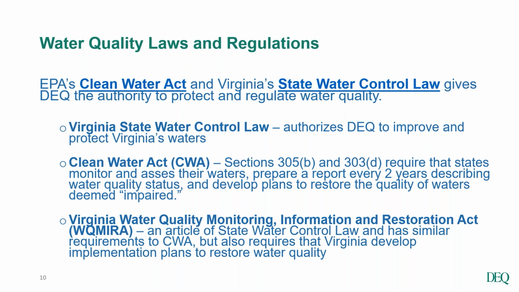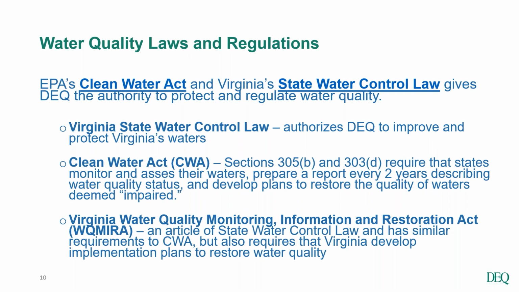Now we'll go into water quality laws and regulations. So here we go. DEQ is mandated with protecting water quality in Virginia, and this ties back to EPA's Clean Water Act, the Virginia State Water Control Law, as well as the Virginia Water Quality Monitoring, Informing, and Restoration Act. The State Water Control Law authorizes DEQ to implement a variety of laws and regulations pertaining to water quality and water supply to improve and protect Virginia's streams, rivers, bays, wetlands, and groundwater for aquatic life, human health, and again, other beneficial uses.